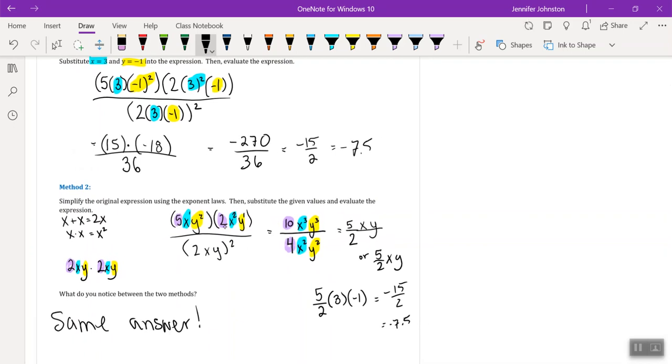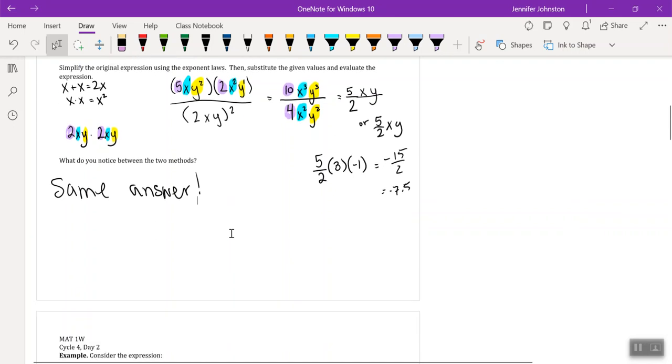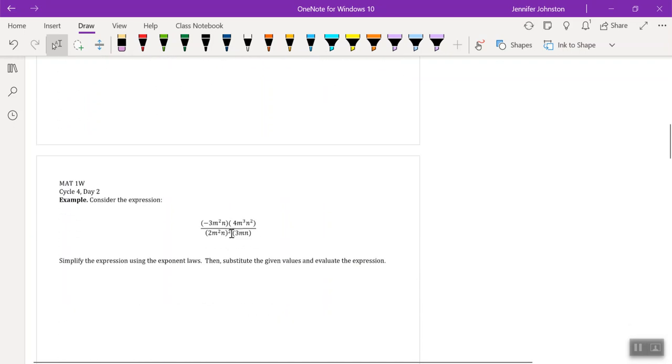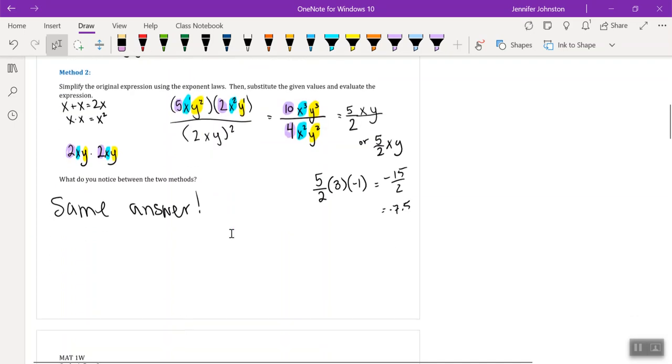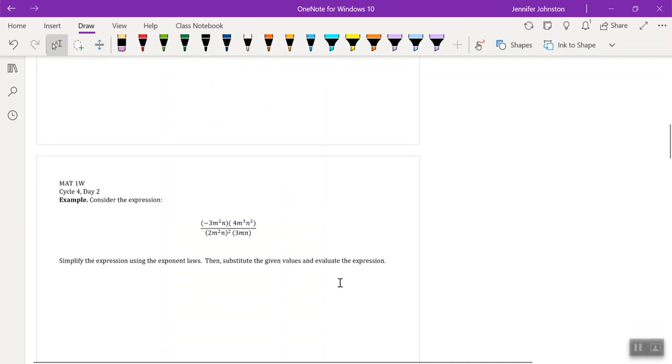If you really like working with exponent laws, this might go a lot quicker. If you're not so great with exponent laws, but still can substitute and evaluate, great, you can use method number 1. Doesn't matter which one you use, they both get the same answer. You can push pause or rewind or fast forward if you like. We're going to move on to the next question.